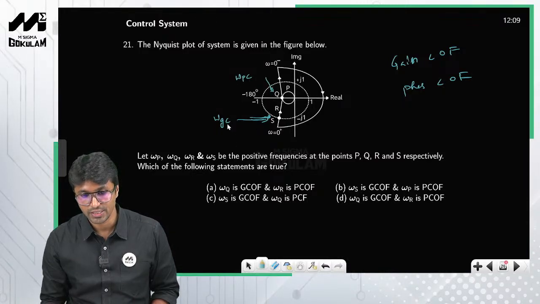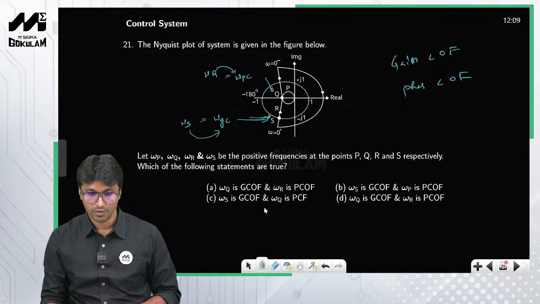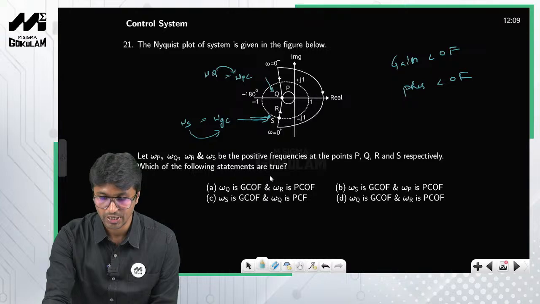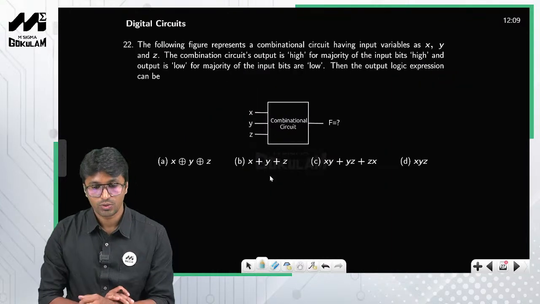So this point is nothing but s, right? So therefore omega s, and this point is nothing but omega q, right? So omega q is nothing but the phase crossover frequency, and omega s is nothing but the gain crossover frequency, right? So this is how you solve this particular problem, okay? Now let us move on to the next question.